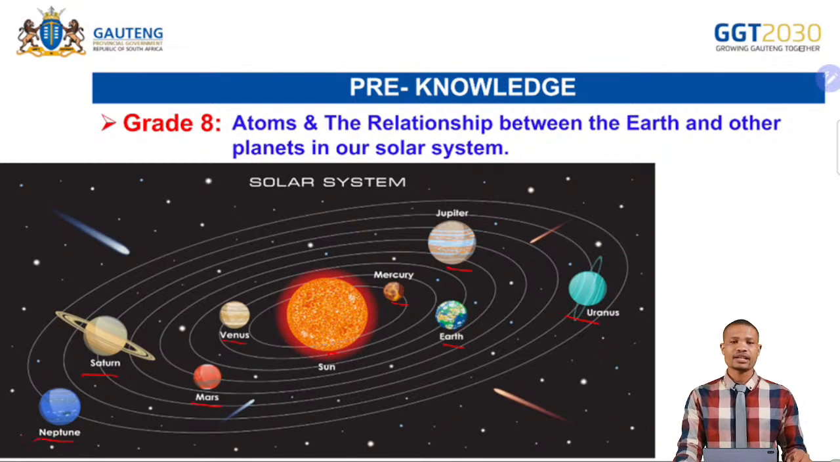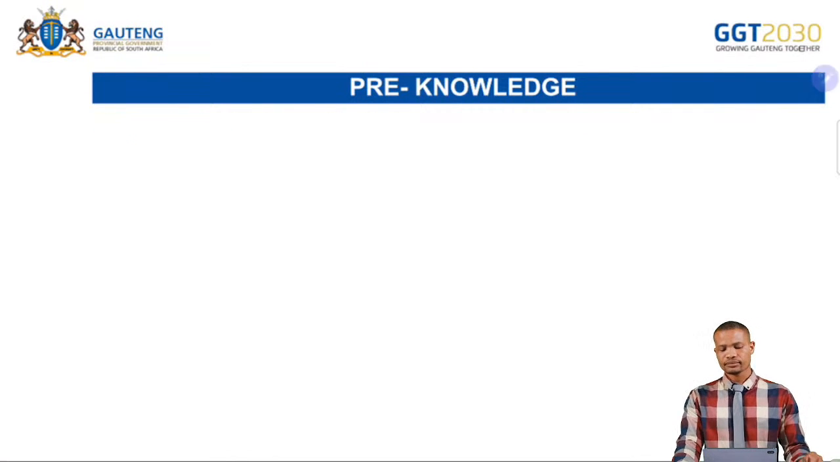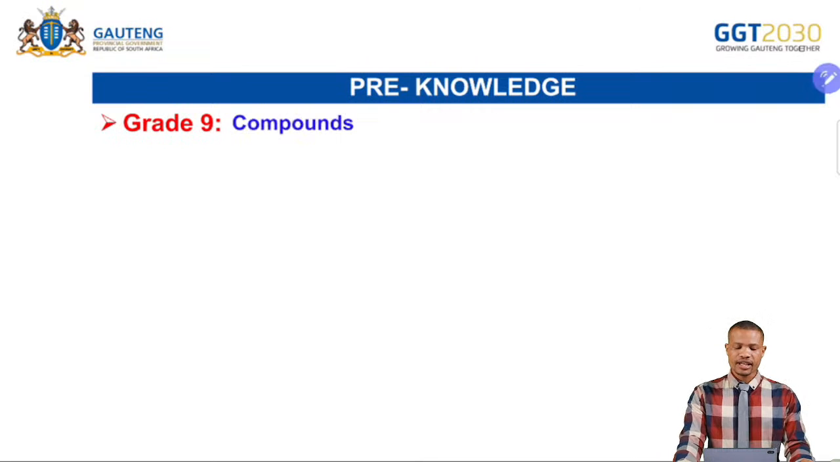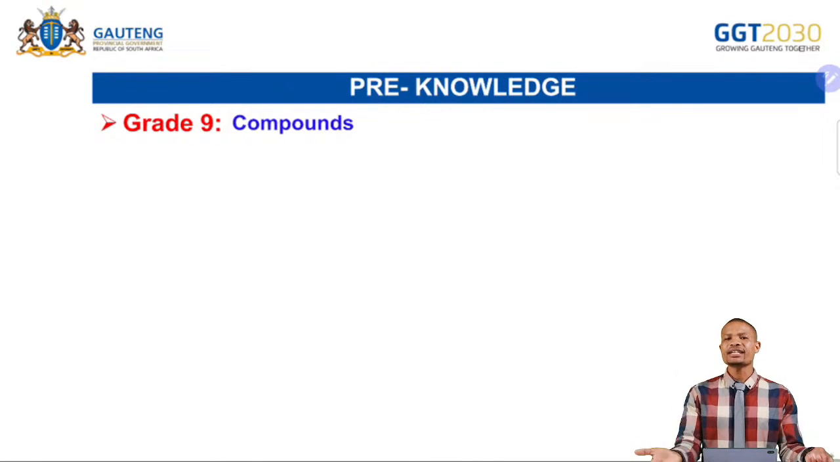Okay, we have 8 planets. They are all in orbit around the Sun. Okay, then in grade 9 we learned about compounds. What is a compound? What do you remember about the compound?